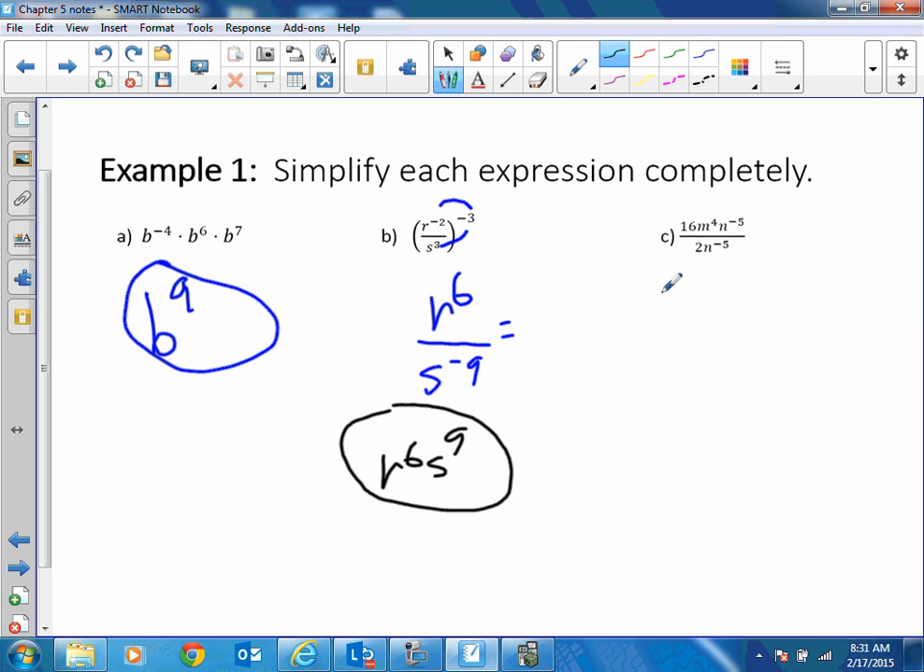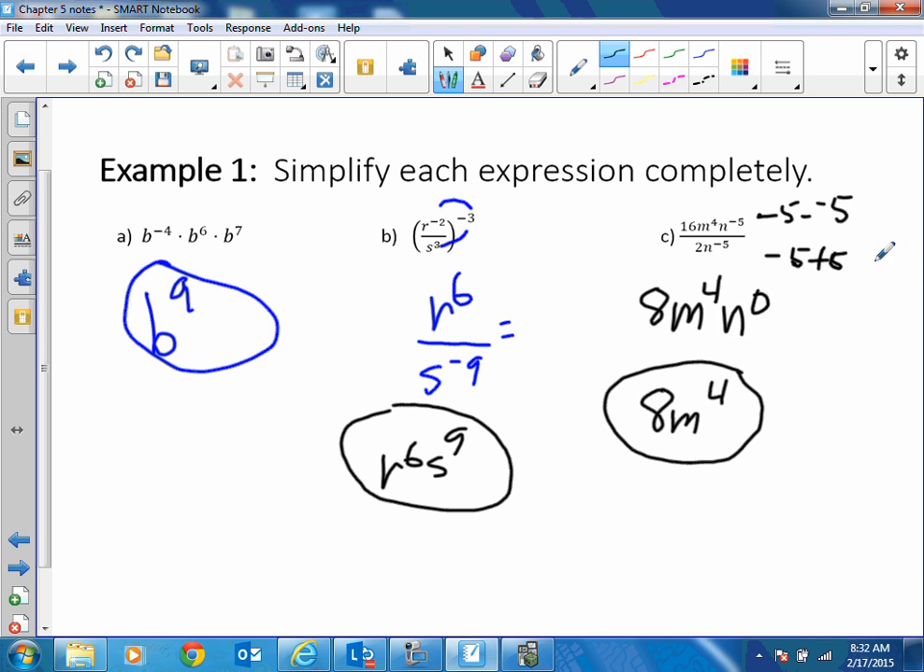left to right. You got 16 divided by 2, which is 8. Okay, we got m to the 4th. And then we have negative 5 minus, remember when we divide, we subtract. So you end up with negative 5 minus negative 5. Minus a negative makes that a positive, so it ends up being negative 5 plus 5, which gives you 0. So you end up with n to the 0. But on the other page, we know that anything to the 0 power is 1, and 1 times anything is just itself. So the answer is just 8m to the 4th on this one.